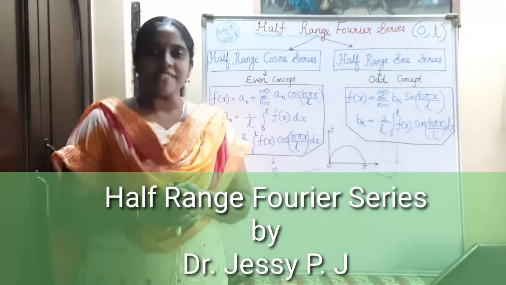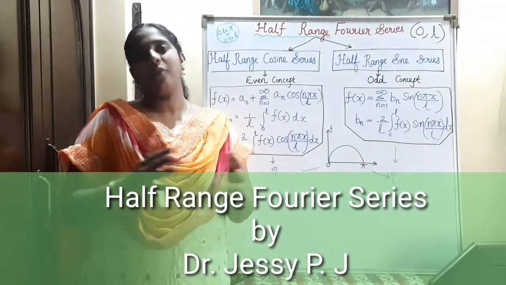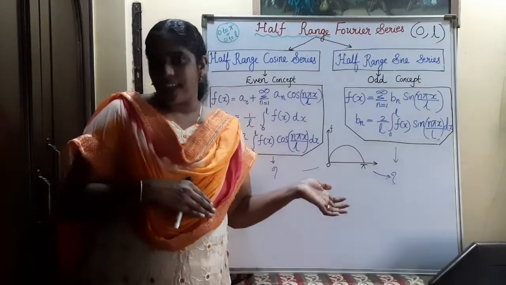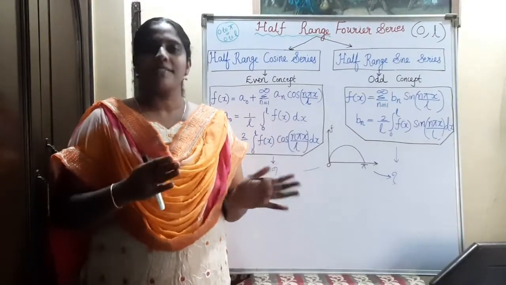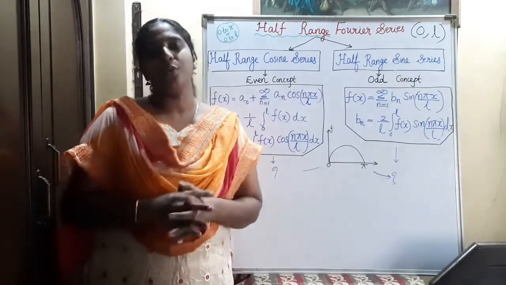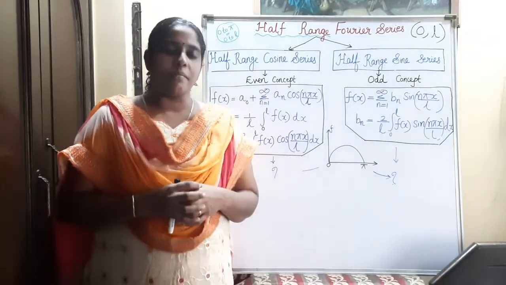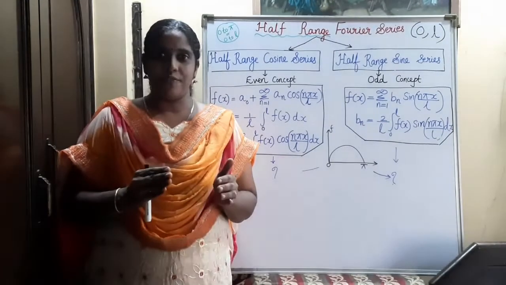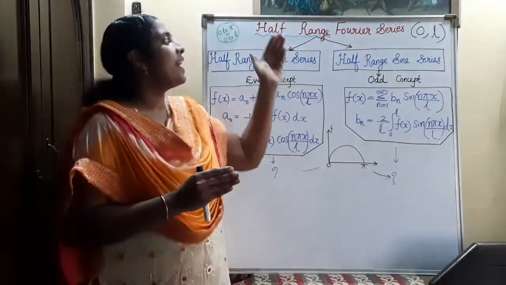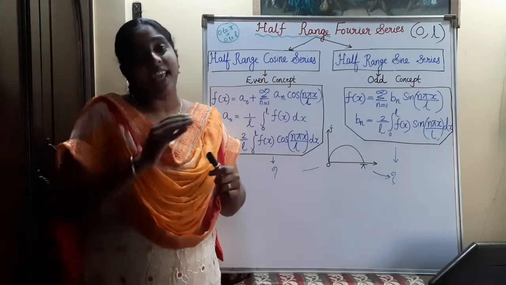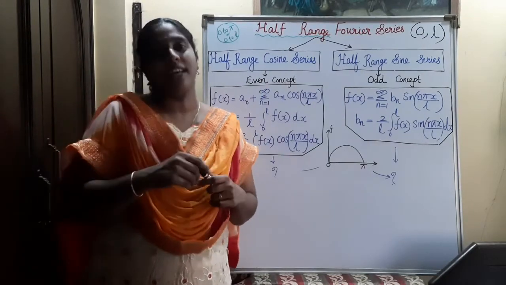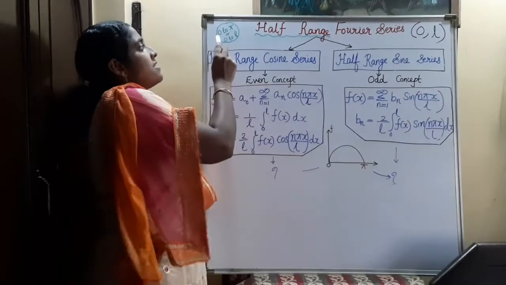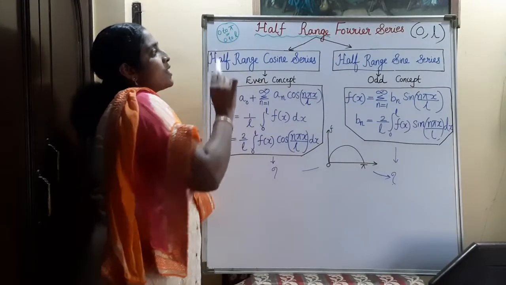In the last video we saw Fourier series with range from minus L to plus L, or minus pi to plus pi, that is, the period 2L or 2 pi. Today we can discuss half range Fourier series. From the name itself, it is clear that in half range Fourier series the range is half of what we discussed earlier. That is, here the range is from 0 to pi or 0 to L.